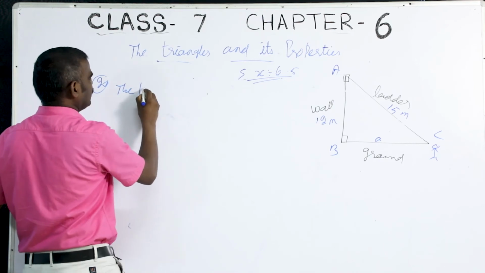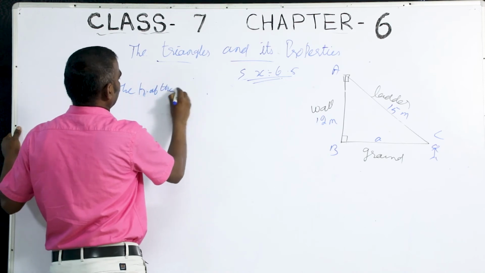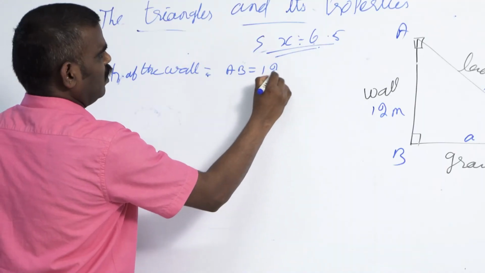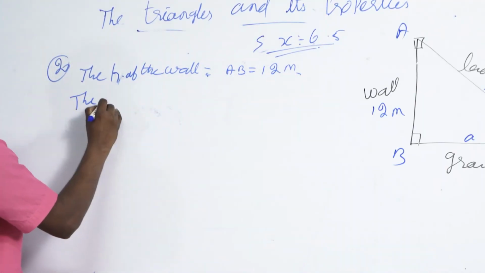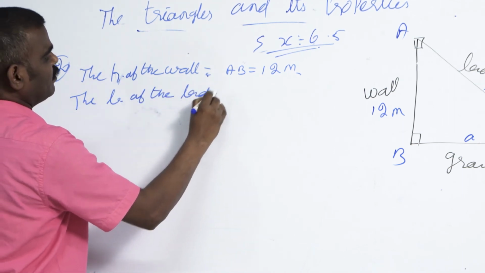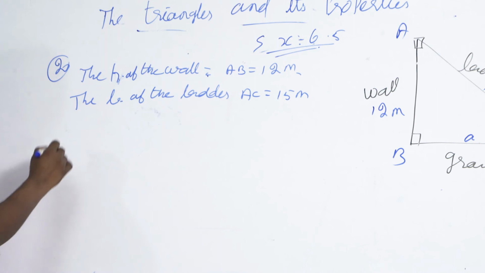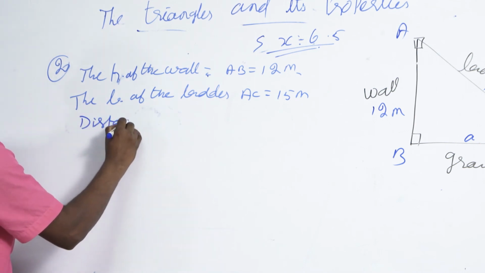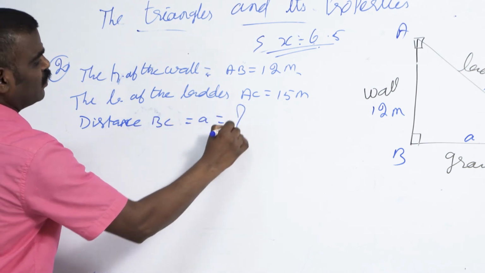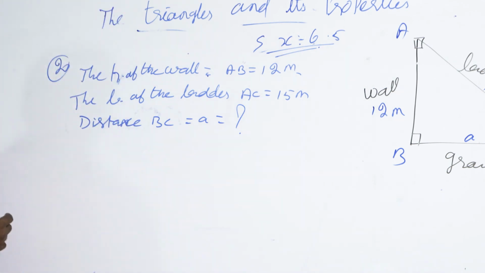The height of the wall, how much? AB equals 12 meters. The length of the ladder, that is which one? AC is equal to how much? 15 meters. Distance BC, A equals question mark. We do not know. Go back. What is that?